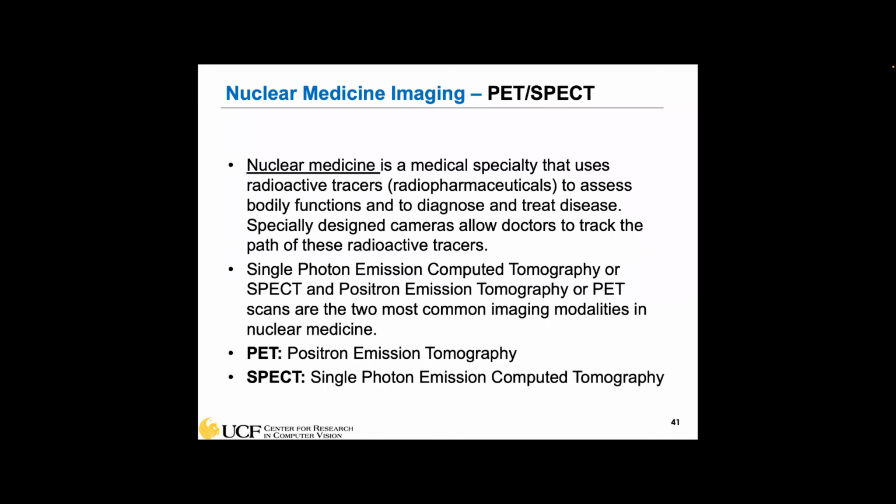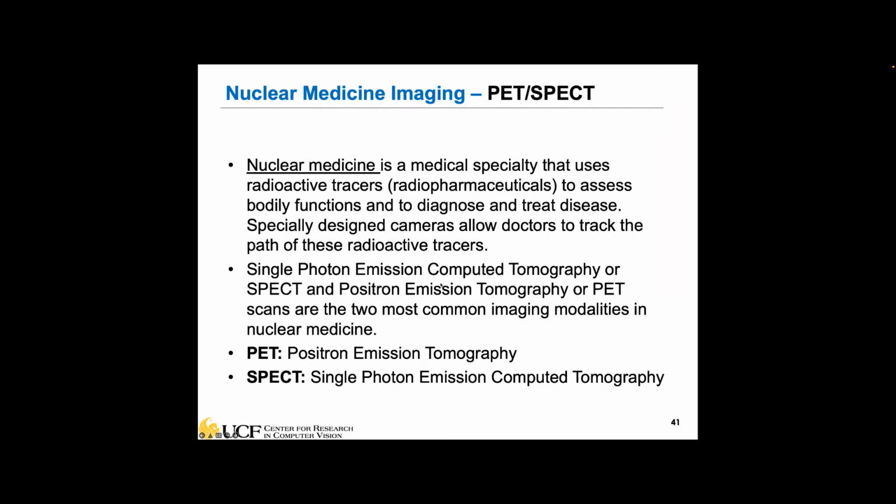So nuclear medicine is a medical specialty that uses radioactive tracers to assess body functions and to diagnose and treat diseases. We use specially designed cameras to track the paths of these radioactive tracers. Basically, we inject these radioactive tracers into the human body, then use cameras to detect the path of these radioactive tracers to generate those images.